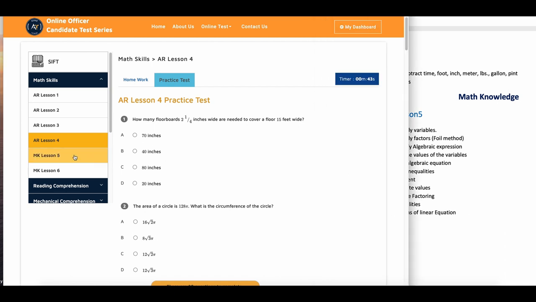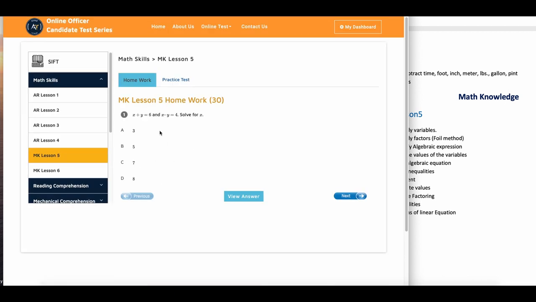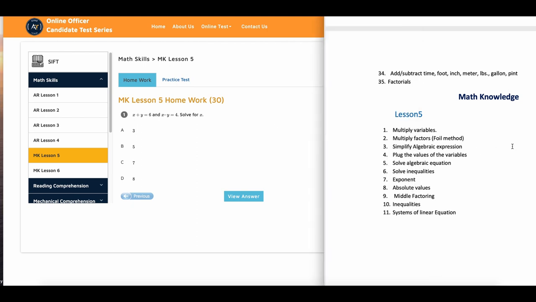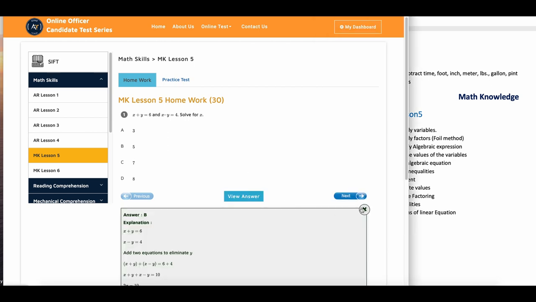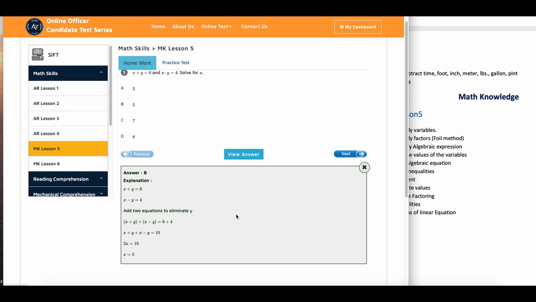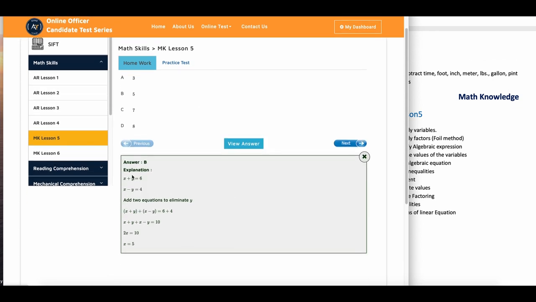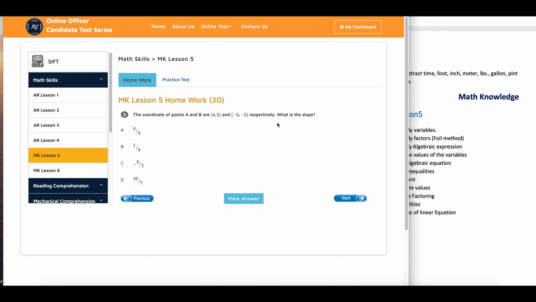So let me just go over a couple of problems here. So you could see this problem is solve for x. So everything you see here on the right side on the lesson plan is reflected in our lesson, right? So that is a very organized way. So you could see here, answer and explanation of how to solve this type of problem. You could have like 2 equations, 2 unknowns, so you have to solve this by the process of elimination. You could do that. So you could see all of those studies. So 30 questions for each lesson.